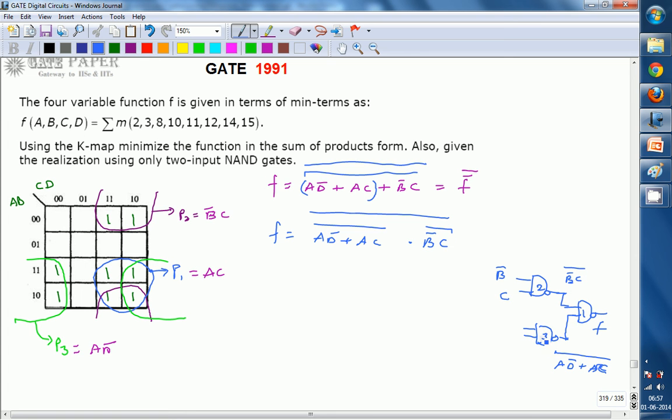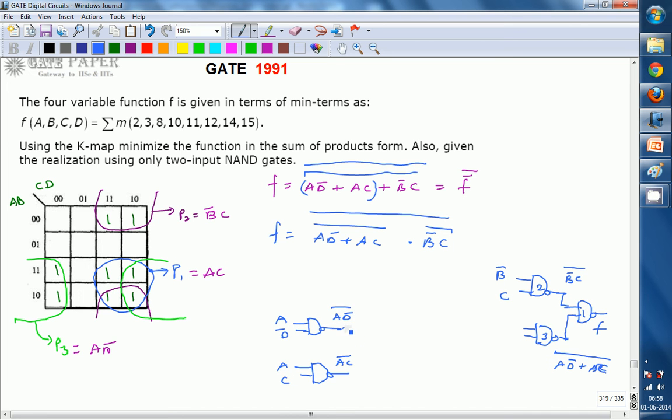And for this third NAND gate, what you must get is nothing but (AD bar plus AC) whole bar. Okay, so this (AD bar plus AC) whole bar can be obtained in this way. First of all, AD bar is going to be a product, and next one is nothing but AC is going to be a product. So here you are getting (AC) bar, and here you will get it as (AD bar) whole bar. So by that time these are going to be the inputs, AD bar and AC.